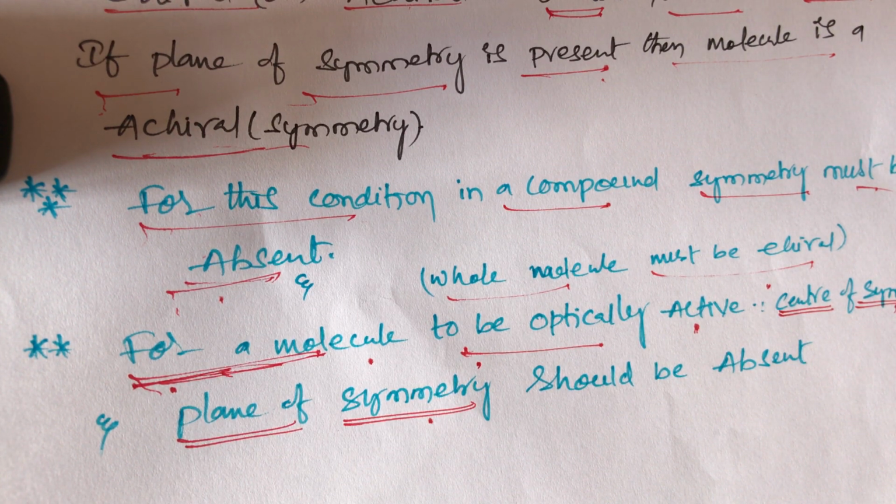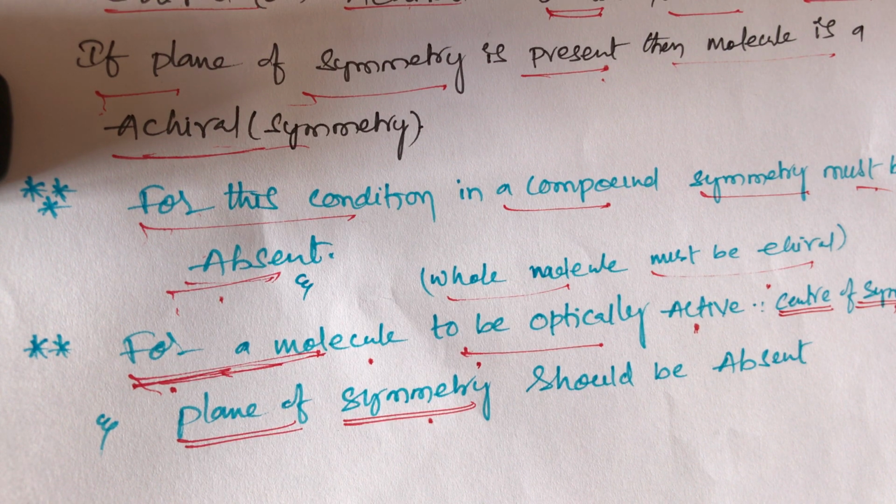Once again, these are the main important conditions for optical activity. If only one chiral center is there, that compound is always optically active. If more than one chiral center is there, how do we identify whether the compound is optically active or inactive? If a compound contains a center of symmetry or plane of symmetry, that compound is always optically inactive. If a compound does not contain a center of symmetry or plane of symmetry, that compound will show optical activity, that is, exhibit optical isomerism, students.